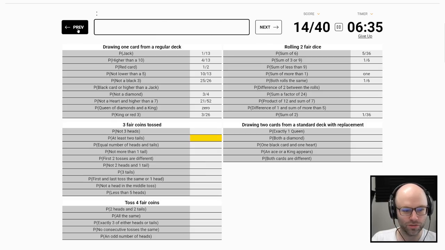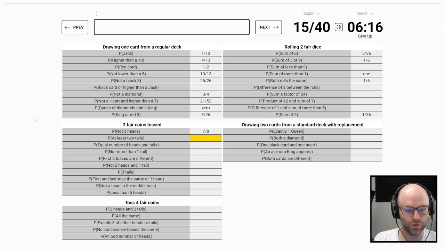Give me some coin flips. These are 50-50s. 3 fair coins tossed. What are the odds that you don't get 3 heads? The odds are 7 in 8. What are the odds you get at least 2 tails? Well, the odds of each coin flip are 50-50.